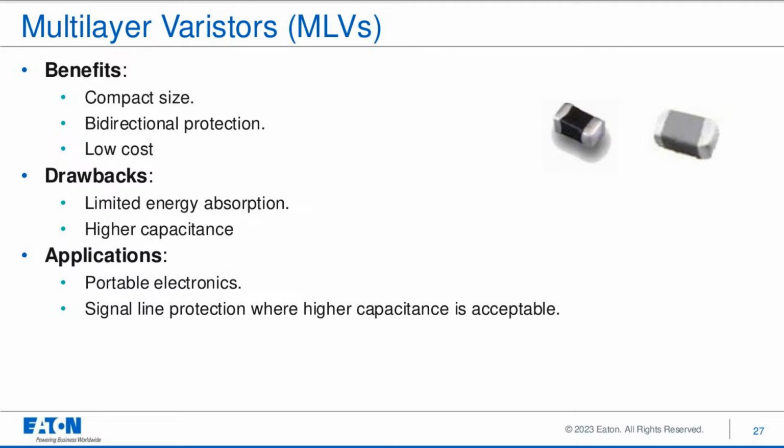MLVs can pass IEC 61000-4-2 level 4, and due to their compact size and energy handling, they're ideal replacements for larger surface mount TVS Zener diodes in space-constrained applications. When protecting signal lines, higher capacitance is one key drawback, which makes MLVs suitable for lower speed signal line protection.